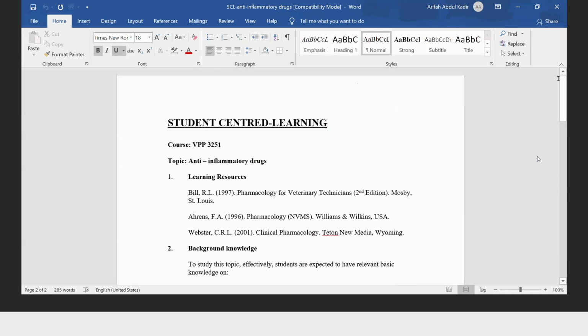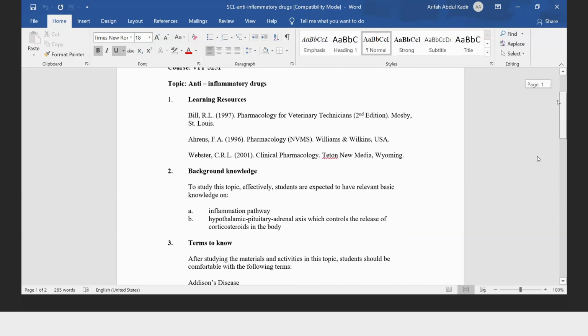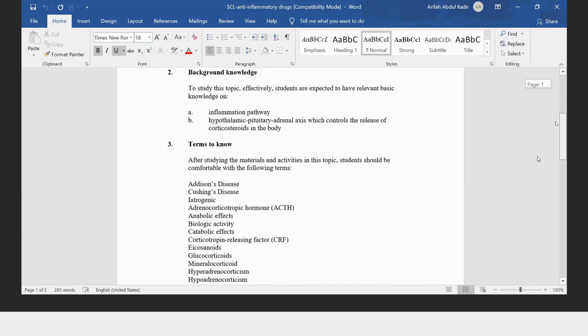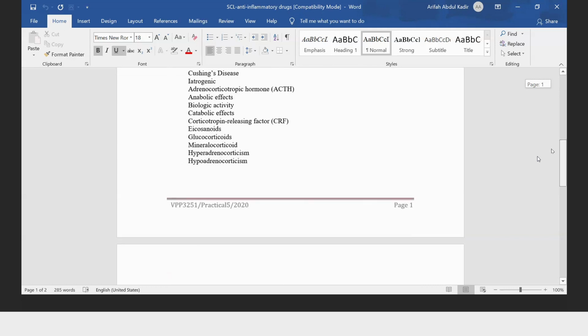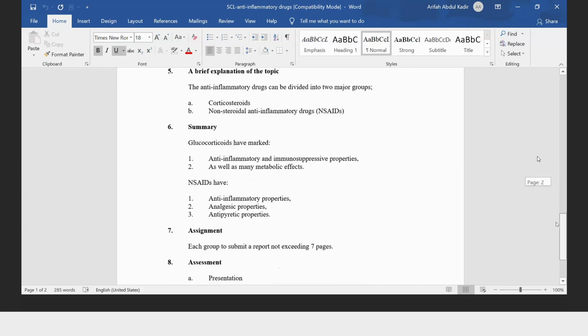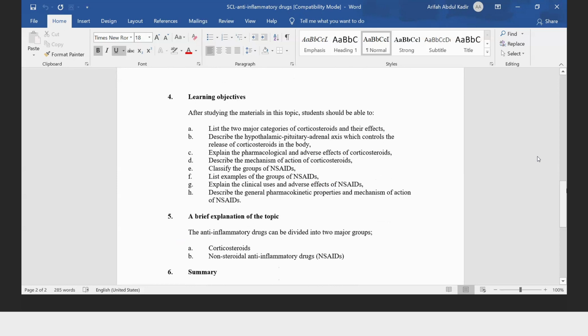Any questions? So what you have to achieve in this exercise is, well, these are the notes, learning resources and so on. But the background knowledge is very important. The terms, and you must achieve the learning objective, which has been mentioned on page 2. Is that okay? Is that clear to all? Any questions? Yes. Okay, good. So this is done. All right.